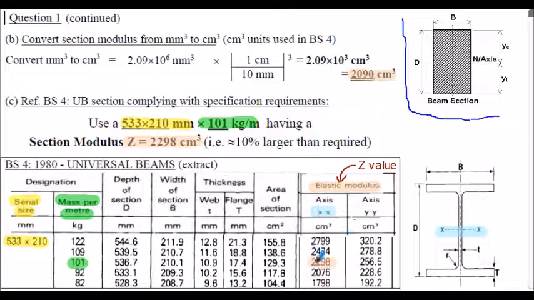So now reading across the left-hand column, we find that's a serial size of 533 times 210 millimeters by 101 kilograms per meter. So the actual section modulus we'll be using is 2,298. Just notice for reference, that's approximately 10% larger than required. So that seems a reasonable universal beam section to use in this case.